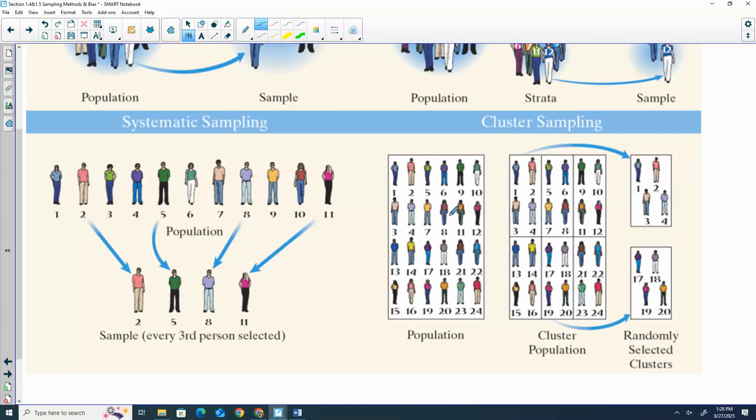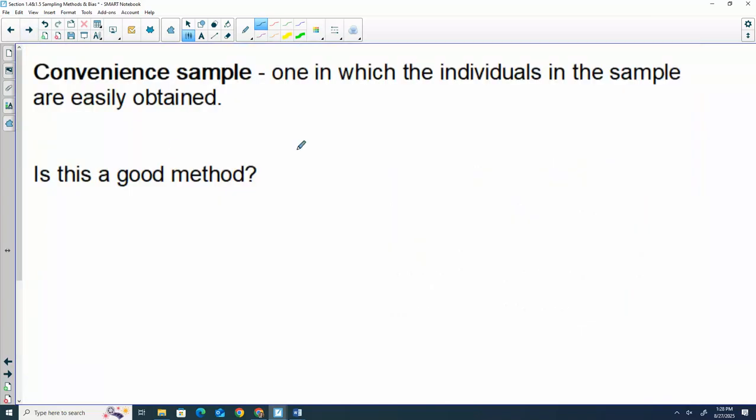The other ones, what was convenience sampling? Whatever's easy. Is that ever going to be a good option? No, it is always going to have bias in it. It's really never a good choice. And what was multi-stage? When we had a combination of techniques. Good. I was just kind of summarizing what we did yesterday right there.